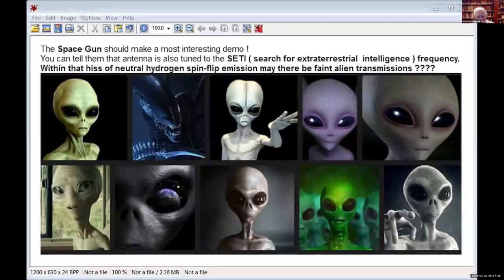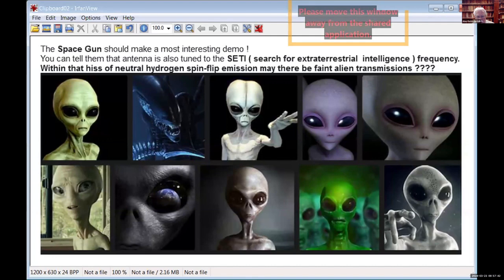I do want to share one slide on the topic of education for younger kids, and it's this, maybe. The aspect of hydrogen line being the SETI frequency. And I think that would really intrigue a lot of younger people, thinking that maybe within that hiss there might be some alien transmissions. I think that certainly would be worth including in your talks.